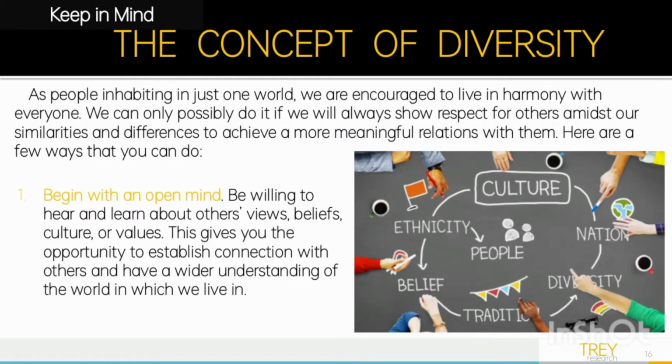As people inhabiting just one world, we are encouraged to live in harmony with everyone. We can only possibly do it if we will always show respect for others amidst our similarities and differences to achieve a more meaningful relations with them. Here are a few ways that you can do.